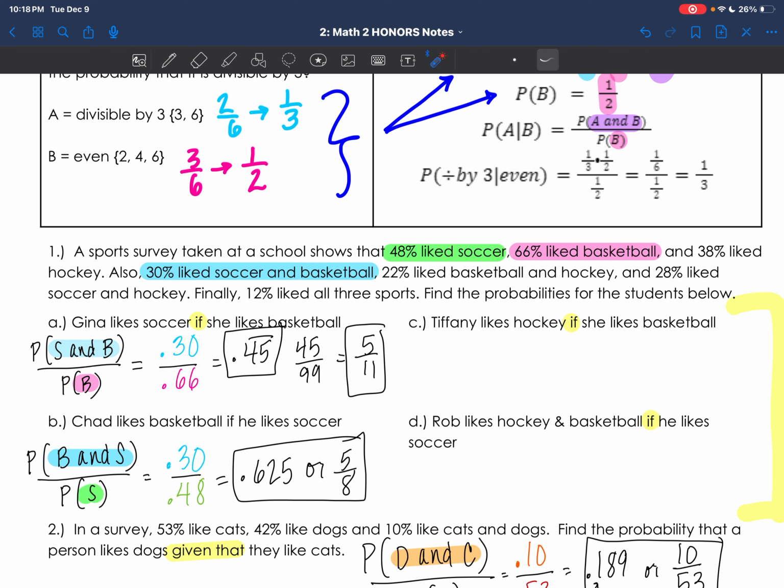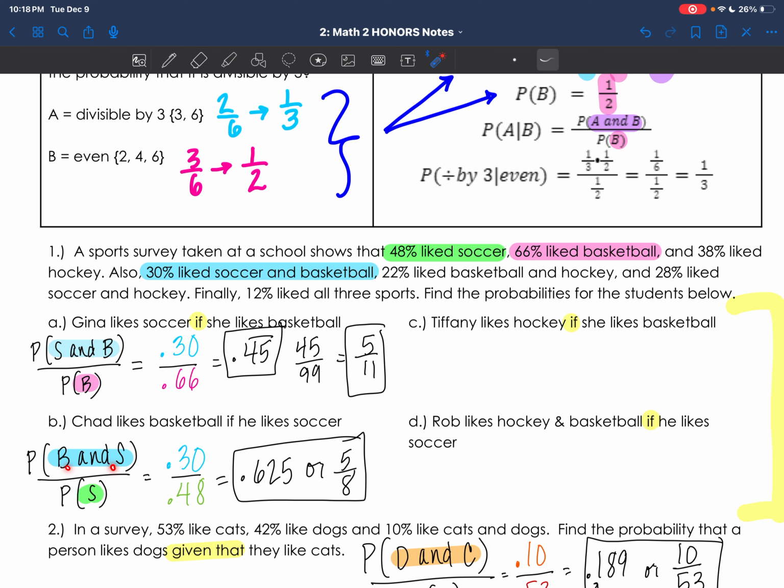Now we're going to take this, convert it to a decimal, take this, convert it to a decimal, and you can go ahead and divide it or make it a fraction. So this is correct, or 5/11. So that's the probability.